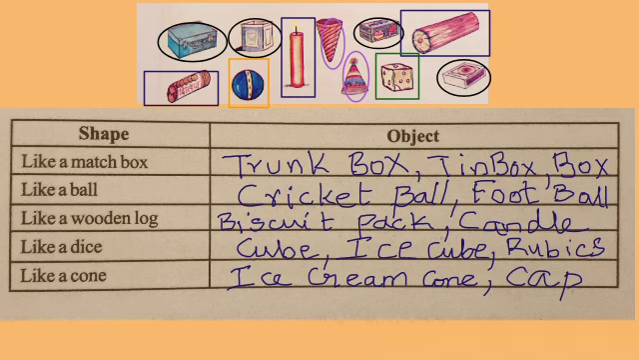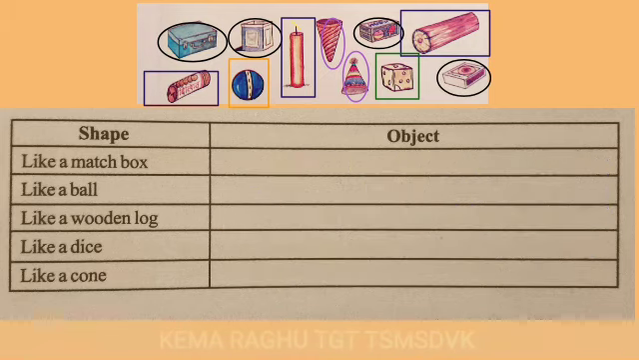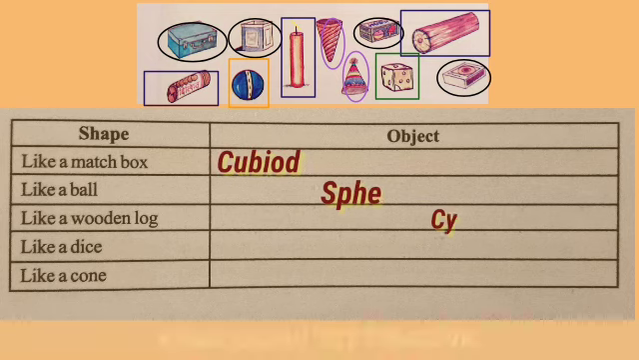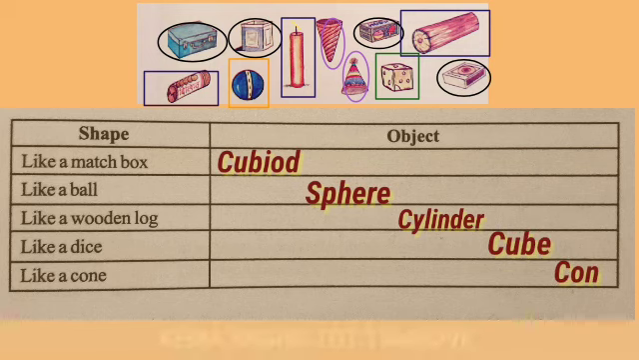All these are the objects which we can define geometrically. Each of them has a specific name. If you notice, like a matchbox, we call them cuboid. Like a ball, we call it a sphere. Like a wooden log, cylinder. Dice, cube, and a cone, obviously, as a cone.